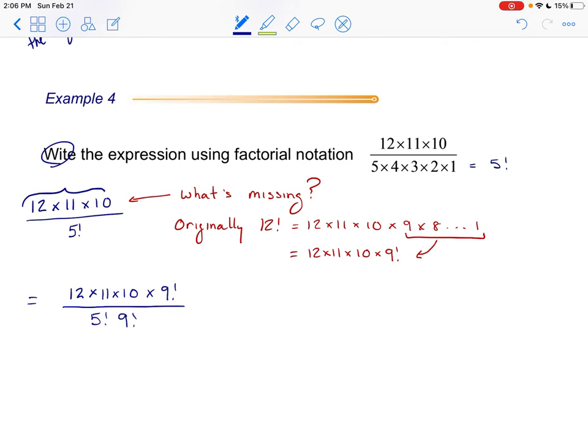Okay, and now let's just combine what's in our numerator, this 12 times 11 times 10 times 9 factorial. Let's combine all of that to be a 12 factorial divided by, and we'll write these from largest to smallest, 9 factorial times 5 factorial. And we know if we went back the other way, we would see what cancels out, and you'd get back to the original problem.